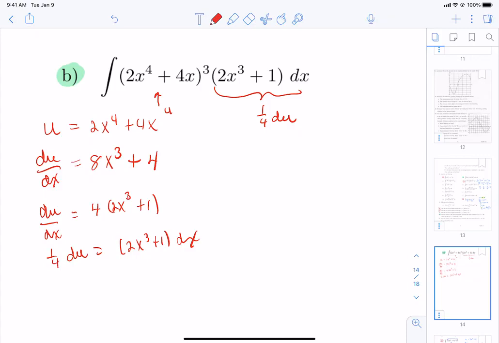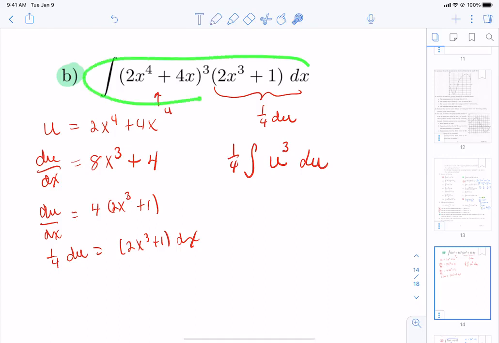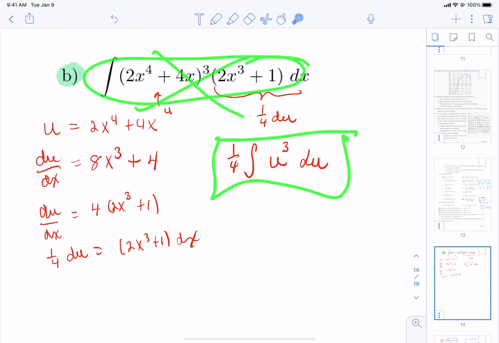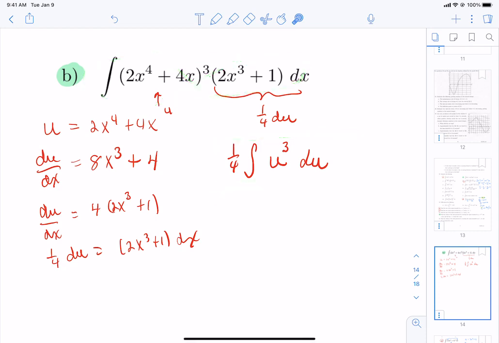So let's do that. So we have the integral of u cubed, 1/4. I usually put any constant out in front. You don't have to, but it's helpful. du. Now, we ignore that this was our problem. Nope, that's not our problem anymore. This is our problem. So it's just an antiderivative. What's an antiderivative of u cubed? Well, that's u to the 4th over 4, or you can put an extra 1/4 out there, plus c.